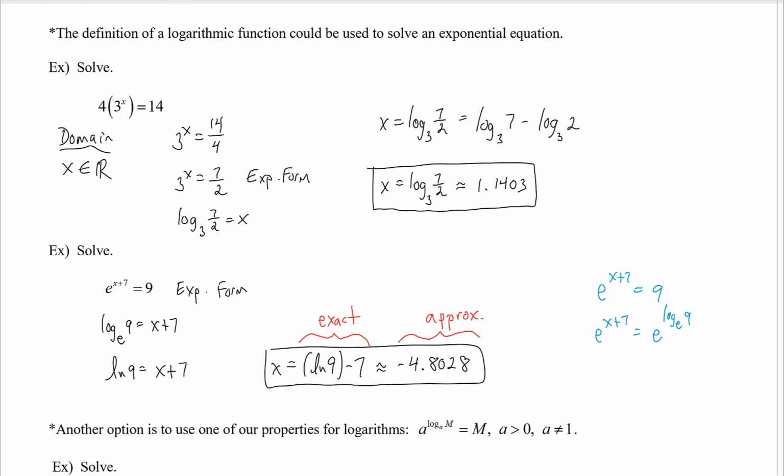And then they're both base E, so x plus 7 equals log base E of 9. So I get the same answer I got over here. It's not longer. I just think the thought process is a little bit more cumbersome than just switching it to log form. That's my personal opinion, but it can be done. I definitely could rewrite both sides to be the same base if that's what I wanted to do.